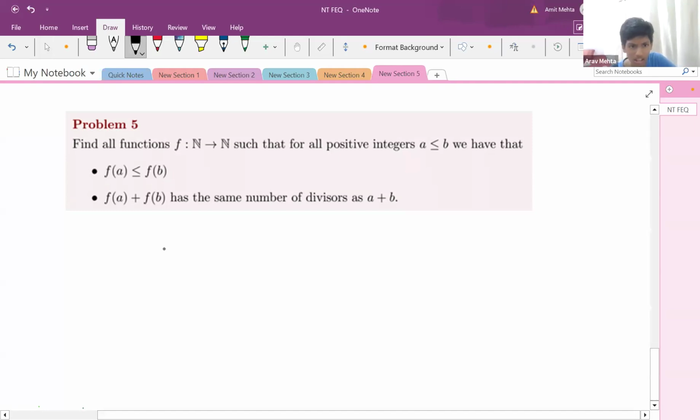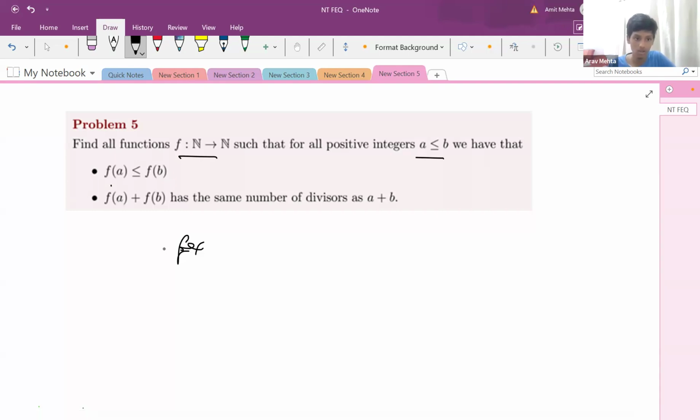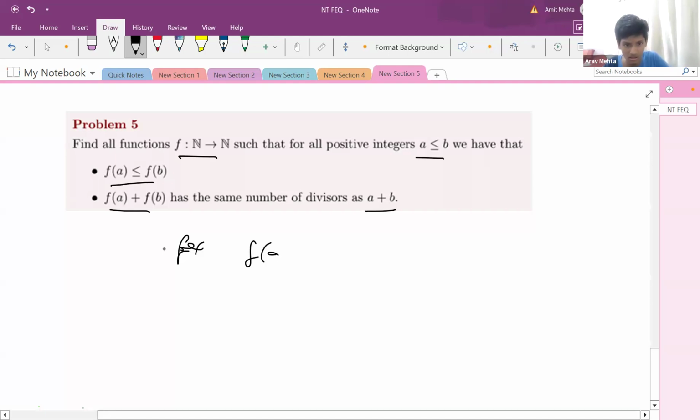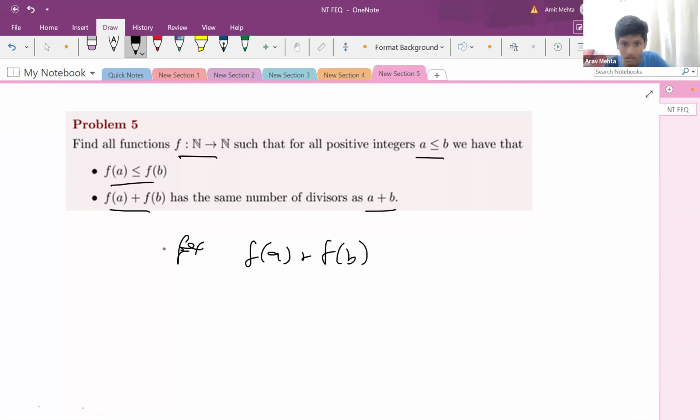Yeah, I think I should explain the statement. So the first says f is loosely increasing. That is, if b is greater than or equal to a, then f of b can be equal to f of a, but it is always greater than or equal to f of a. It is not strictly increasing. And we are also given that f of a plus f of b has the same number of divisors as a plus b. Just to make stuff easier, I'll use this notation. f of b is similar to a plus b.